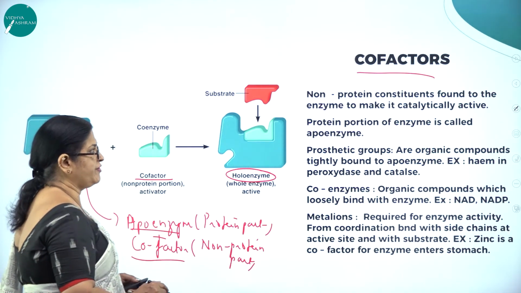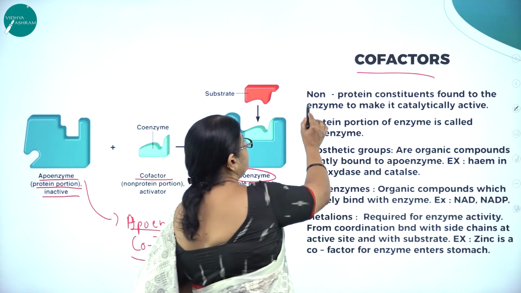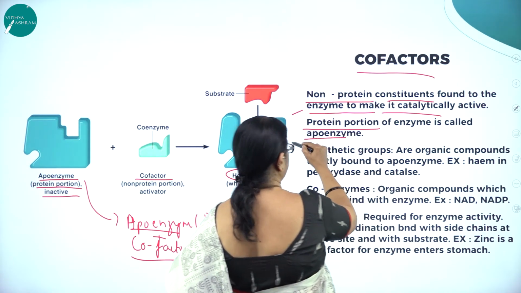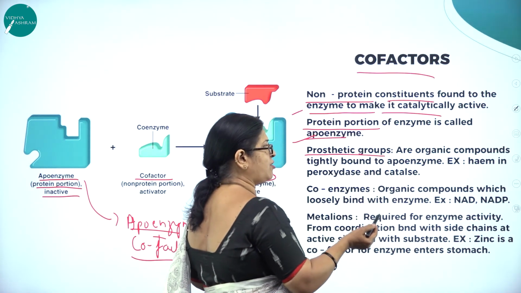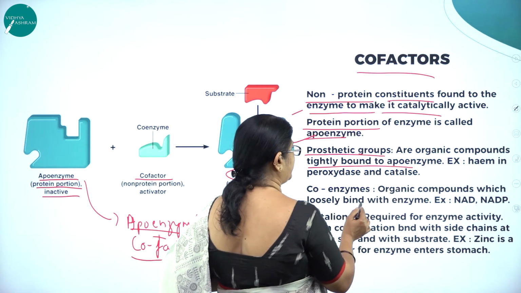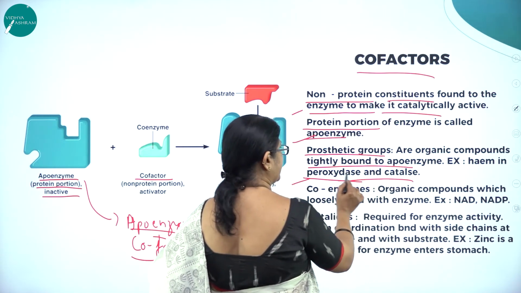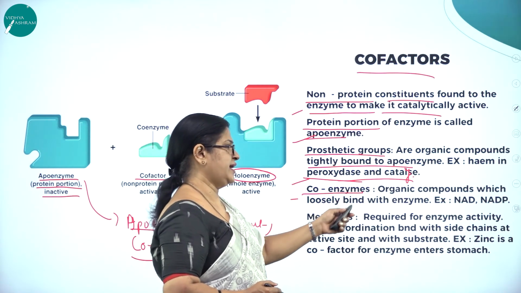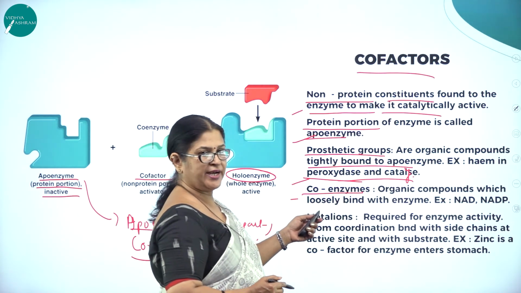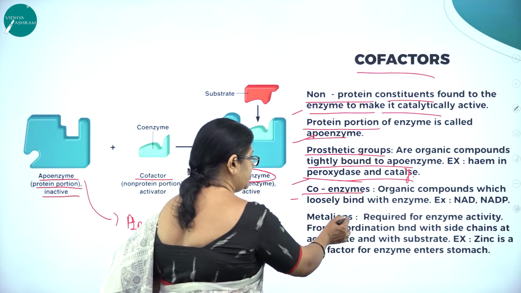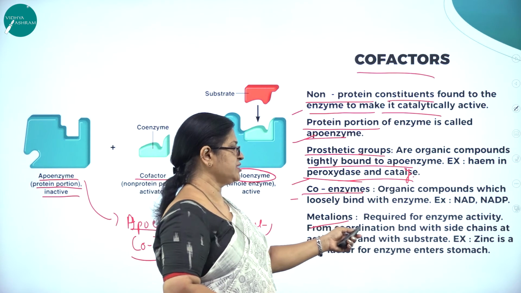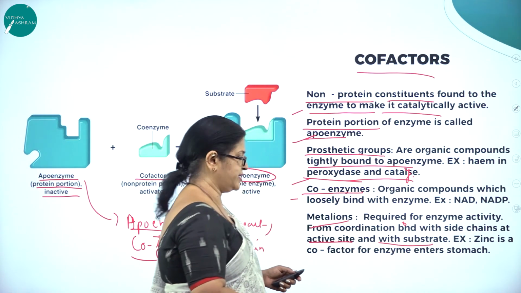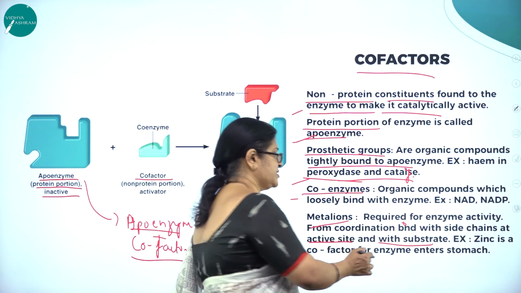Here you can see the cofactor. So what are cofactors? Non-protein constituents bound to the enzyme to make it catalytically active. The protein portion of the enzyme is called apoenzyme and prosthetic groups are organic compounds tightly bound to apoenzyme, like heme in peroxidases and catalase. Then coenzymes are organic compounds which loosely bind with the enzyme, for example NAD, nicotinamide adenine dinucleotide. Then metal ions required for enzyme activity form coordination bonds with side chains at the active site and with the substrate. Example, zinc. Zinc is a cofactor for carboxypeptidase.